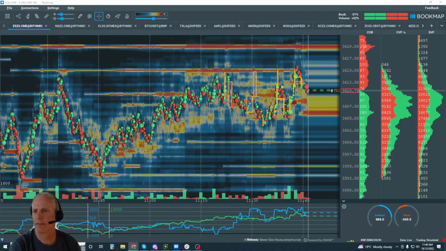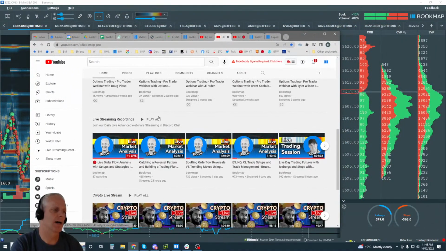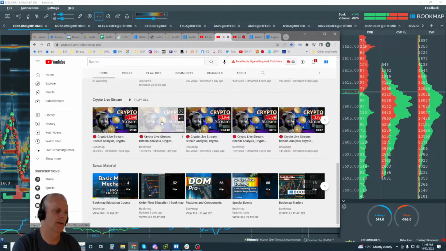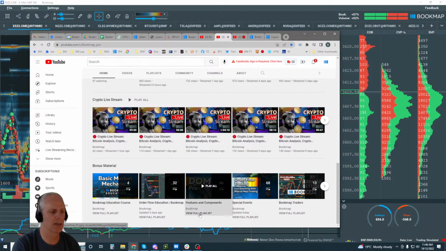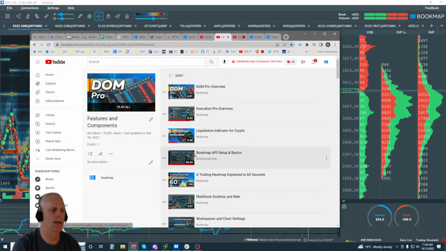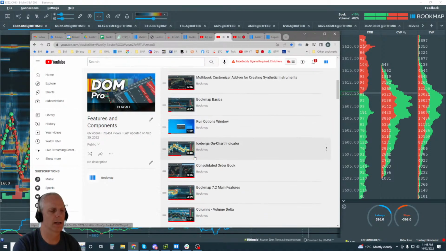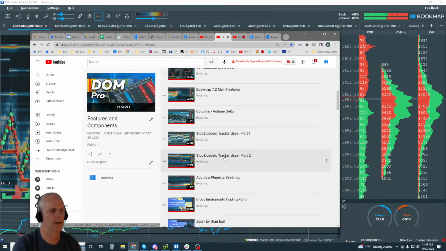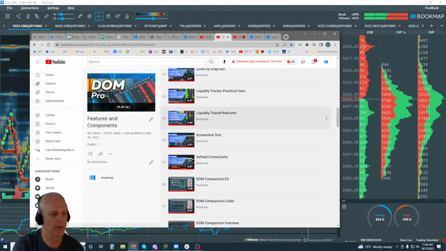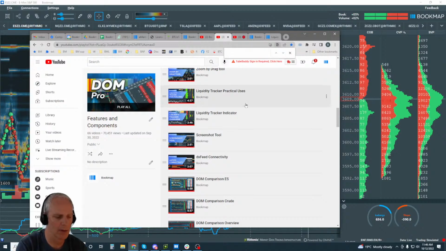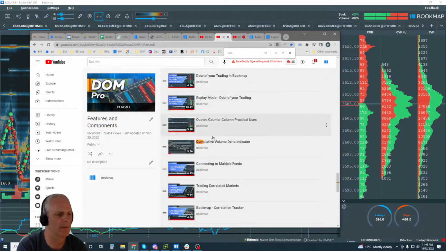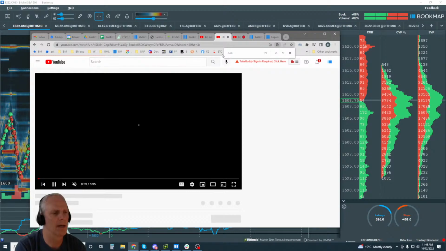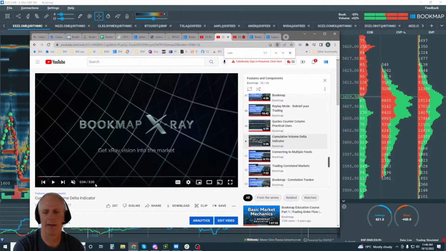Cumulative volume delta. Let me show you something here where you can find out more about it. If you go to our YouTube channel, scroll down, go to this one here, features and components, click on the playlist, and then you'll find it in here. Okay, here it is. No, maybe we have to do a quick search. Cumulative volume delta right here. Okay, and then this will cover it. It's about 5 minutes long.